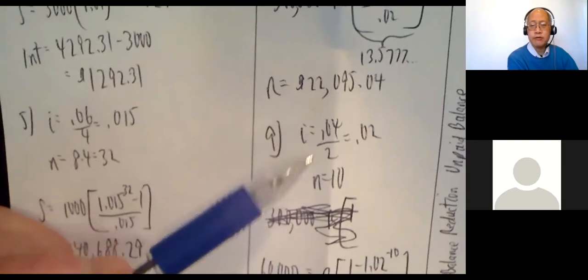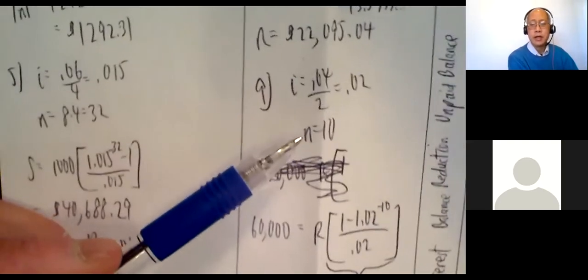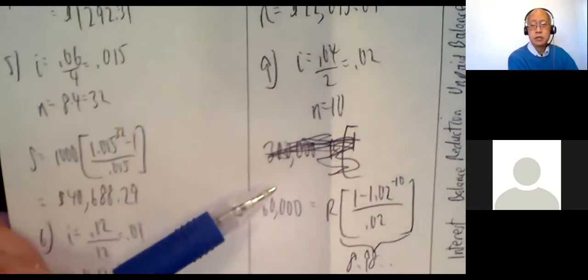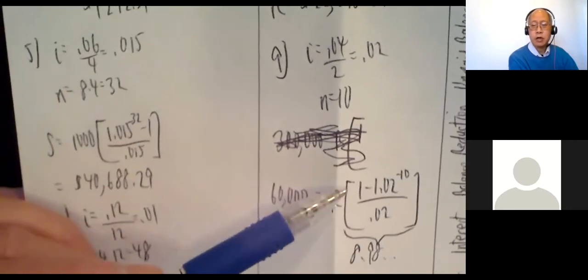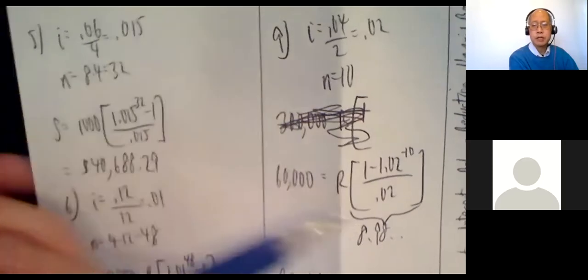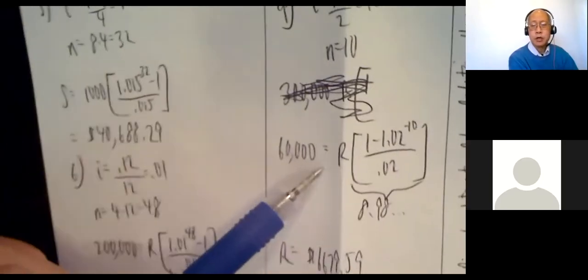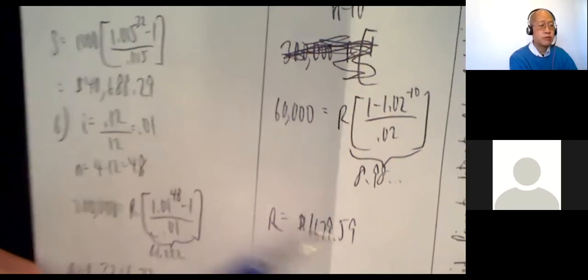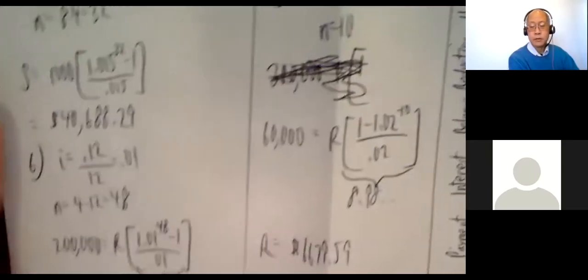9, I is 0.04 divided by 2, 0.02. N is 10. So 60,000 equals R times (1 minus 1.02 to the negative 10) divided by 0.02. This comes out to be 8.98. R is 60,000 divided by that 8.98, 6679.59.